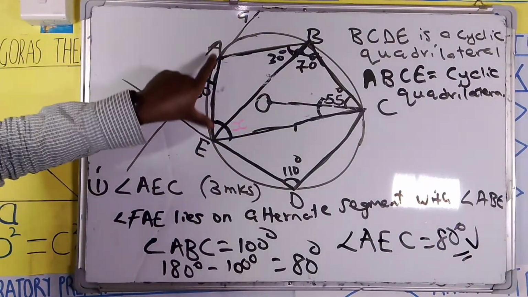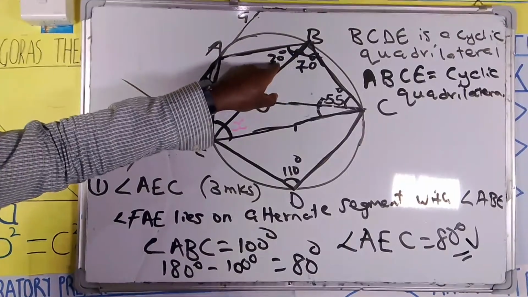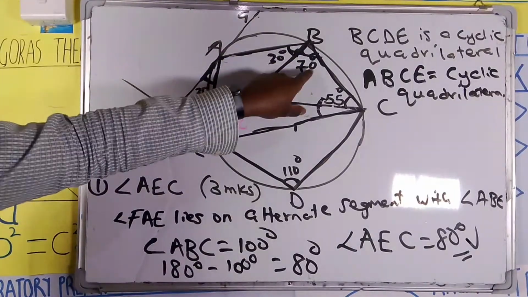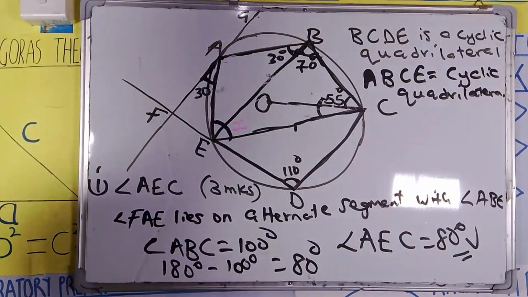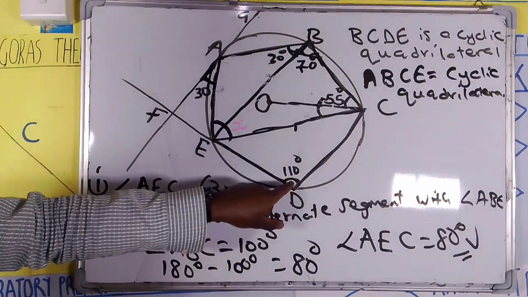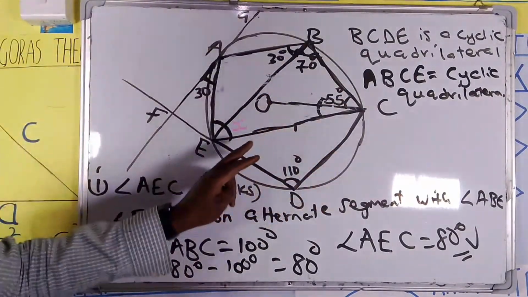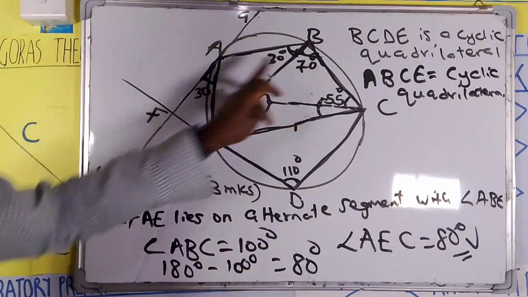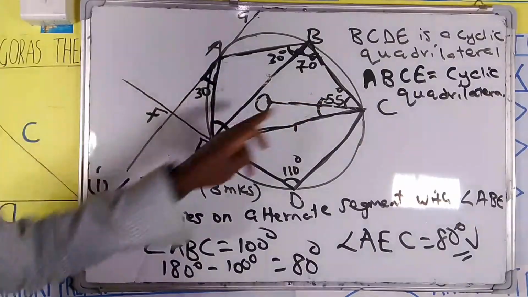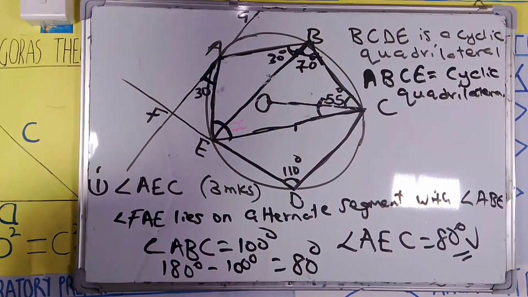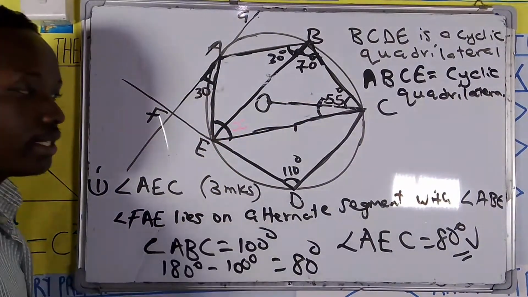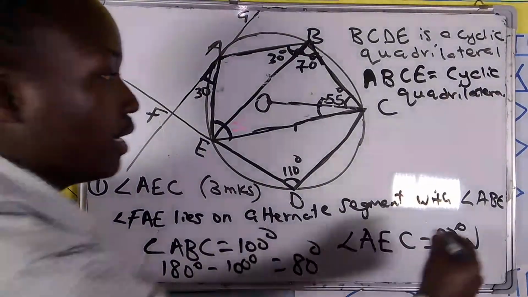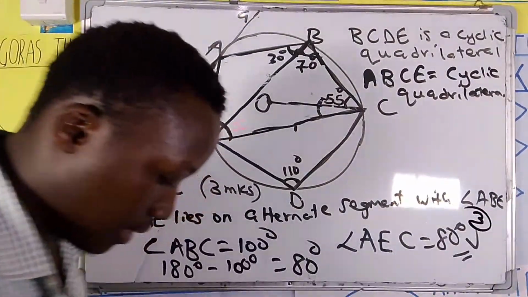This 30, this one. So this one is 30. This 30 plus 70 is 100. Na hii 70 mnajua ilitoka wapi? Because also this other one, BCDE is cyclic. So if this is 110, this is 70, 30, 100 plus 80, it is going to be 180. So AEC is 80 degrees, and by doing so you will get your 3 marks.